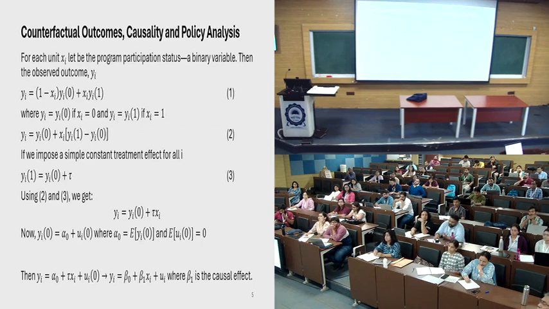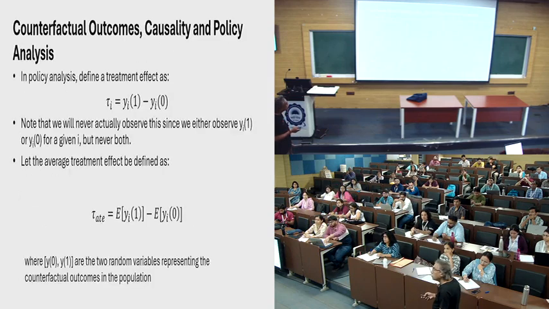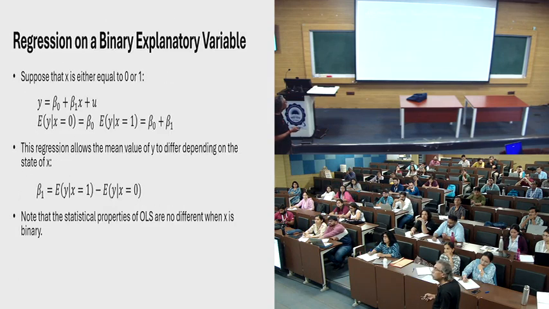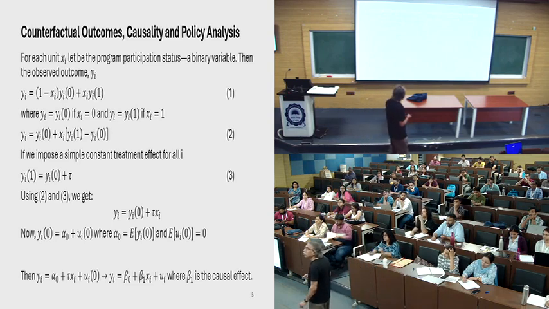So note counterfactuals, outcome, causality, and I want to think of some of the policies. Yes, please. So the beta 1 in the first slide is the same as the average treatment effect? Yeah, the beta 1 here is the same, average. Yeah. So note what I want to do.